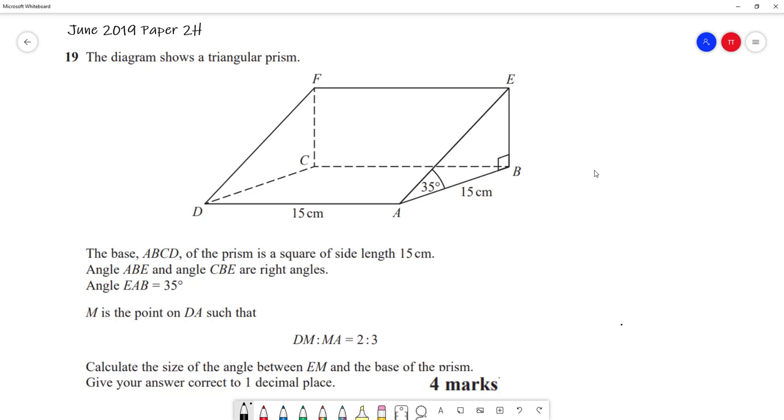So what we're going to do for a question like this is draw in the point where M is. So I'm going to mark it here, M. Now we've got a ratio here, 2 is to 3. So I'm going to write down 2/5 and 3/5. So they want us to work out the angle between EM and the base of the prism. So let's draw in EM.